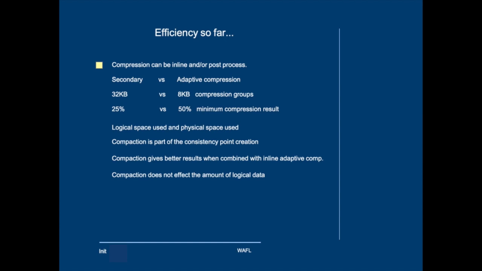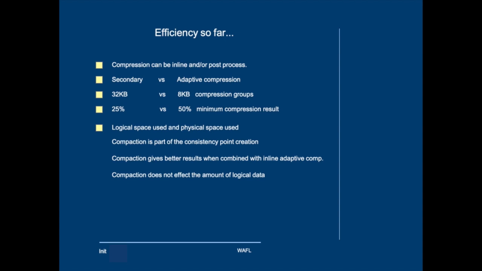So what have we seen so far? Compression can be inline and/or post-process. There are two types of compression, secondary and adaptive. And in general, secondary will give you better compression results. And the reason for that is that larger blocks can be compressed. Secondary compression will need a minimum of 25% compression result to have it really compress these 32 kilobyte blocks. And adaptive compression needs a minimum of 50% to really compress 8 kilobyte blocks. The result of compression will give a difference in logical space used and physical space used.